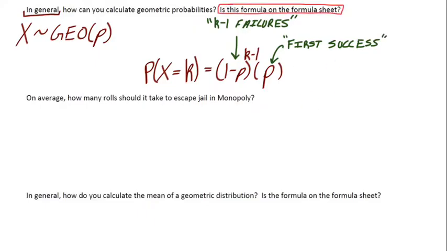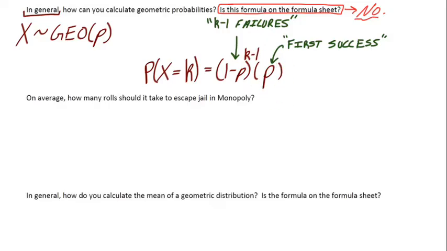Is this on the formula sheet? No, it's not. In fact, if you can just use intuition, you're going to be able to come up with this formula on your own anyway. So that should not be a concern for us. Just multiply by the first however many failures there are, and just make sure on the last trial you multiply by p, a success.